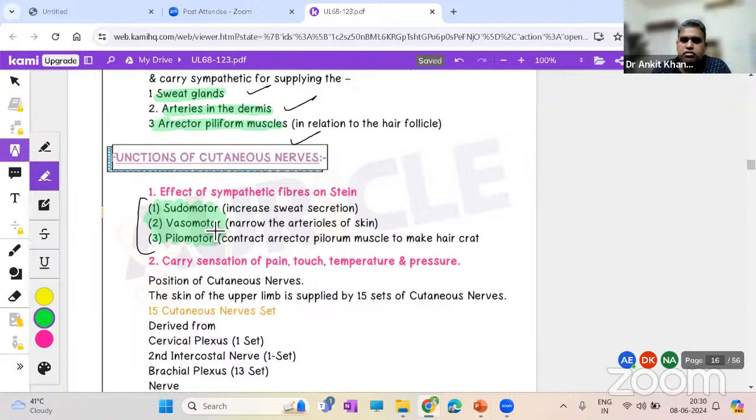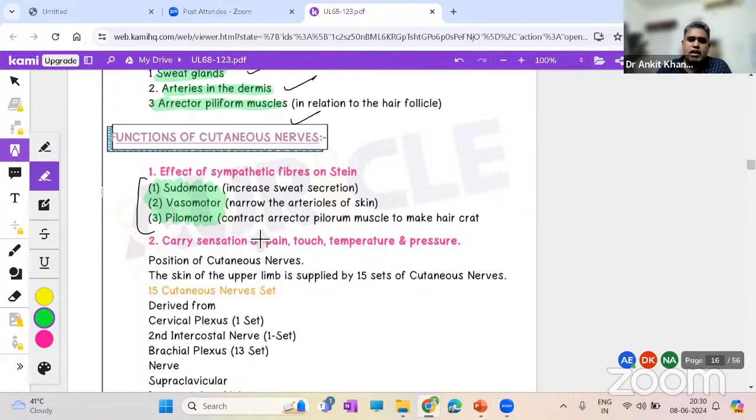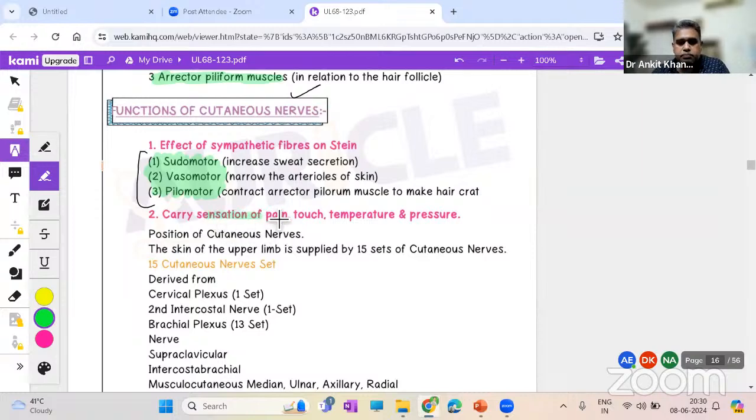If you remember these three words, or what is their meaning, that is the best point. Pseudomotor is sweat, vasomotor is vasoconstriction, they are sympathetic, so they increase the BP, so vasoconstriction. And pilomotor is they contract the erector pili muscle to make the hair erect. Main thing, right? Then obviously they will carry the pain, touch, temperature sensation from the skin.